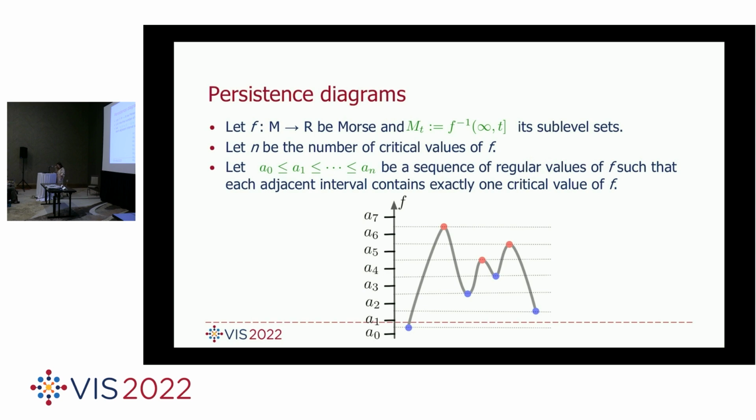Specifically, I'm going to start with a one-dimensional example. So I have this Morse function right here. This is a graph of the function. And then I introduce something called a sublevel set. So my manifold is M. So M_t is all the part of the manifold whose function value is below t.